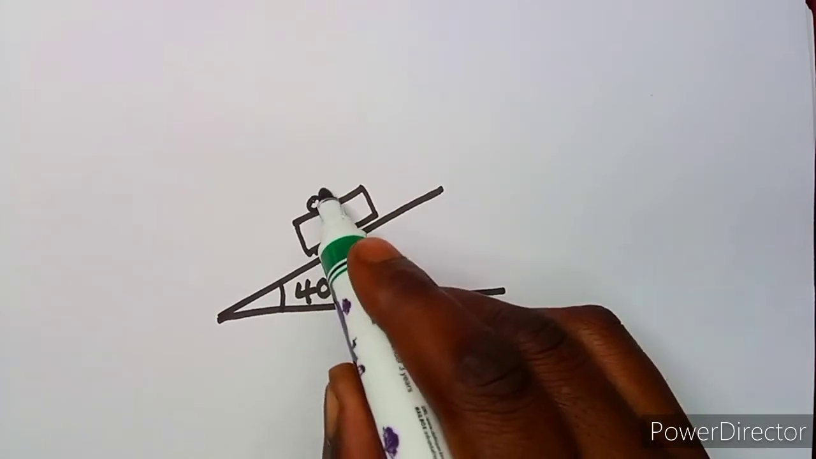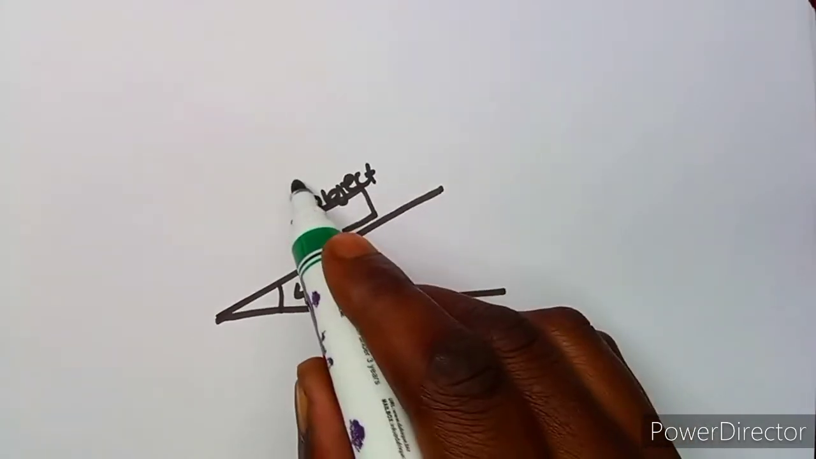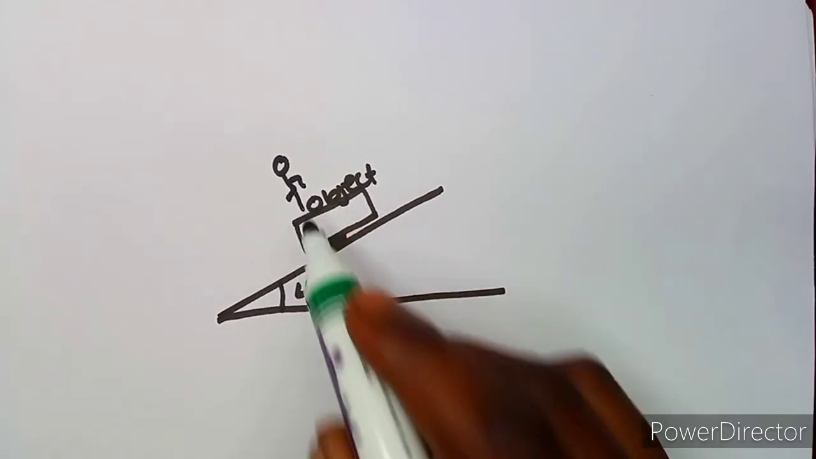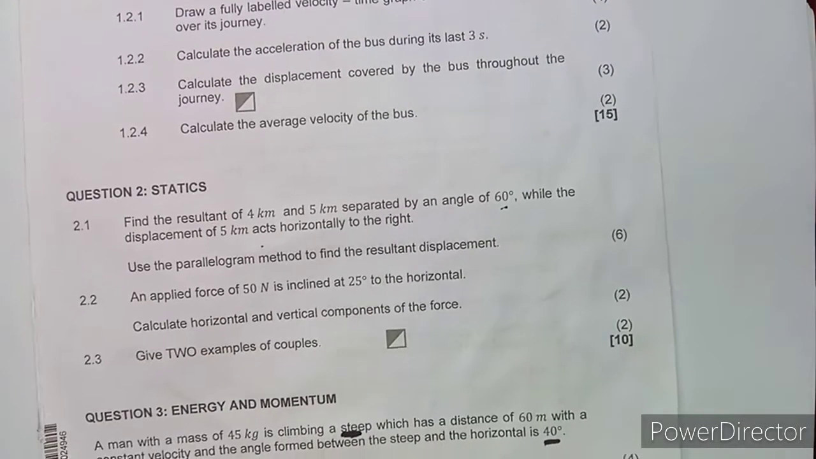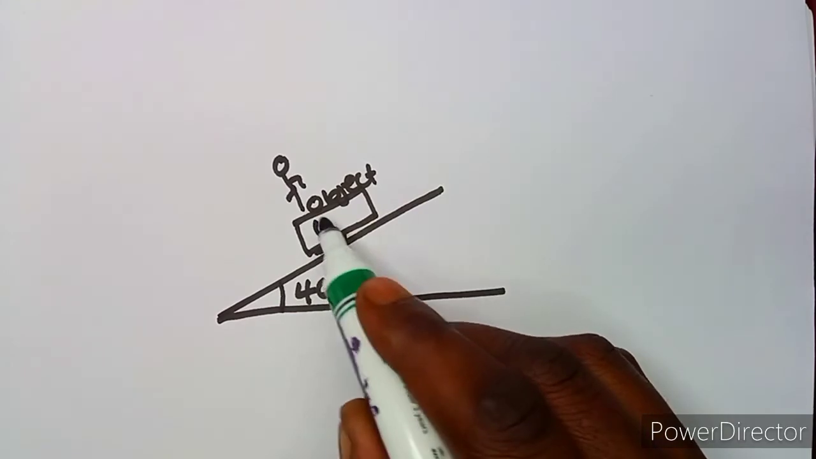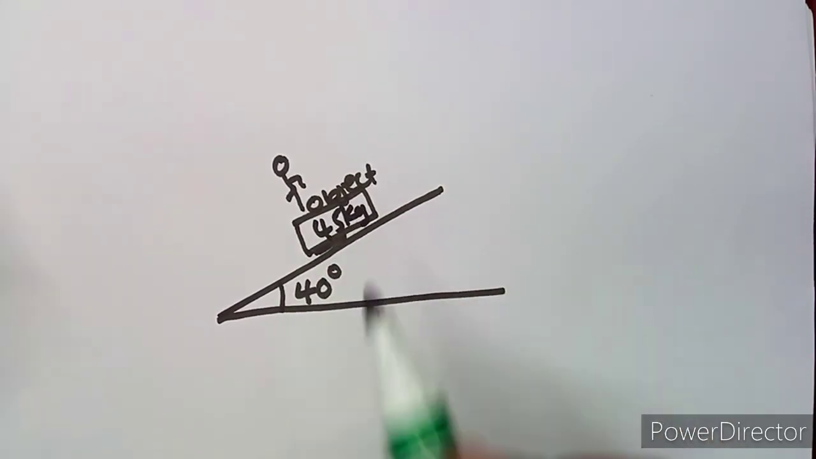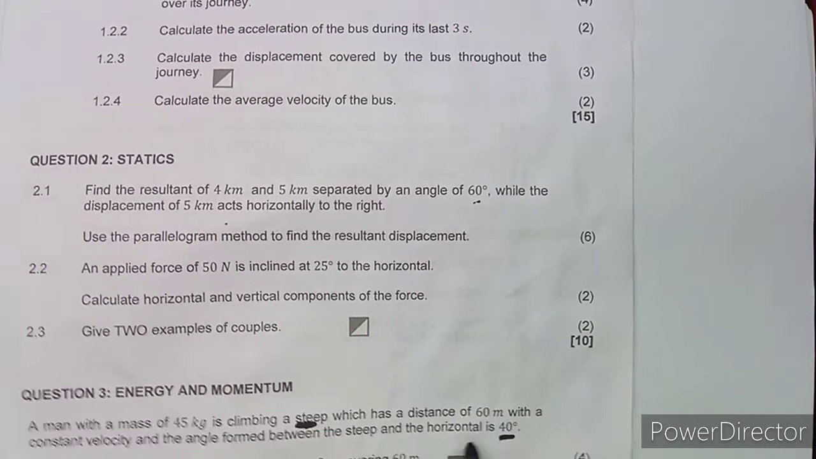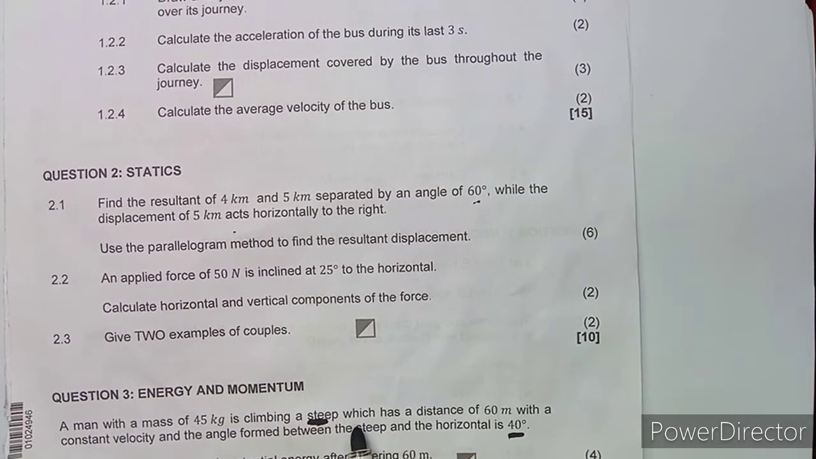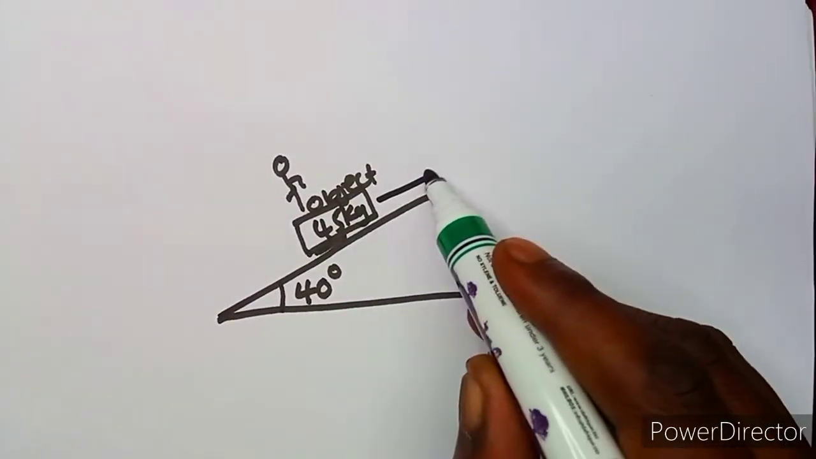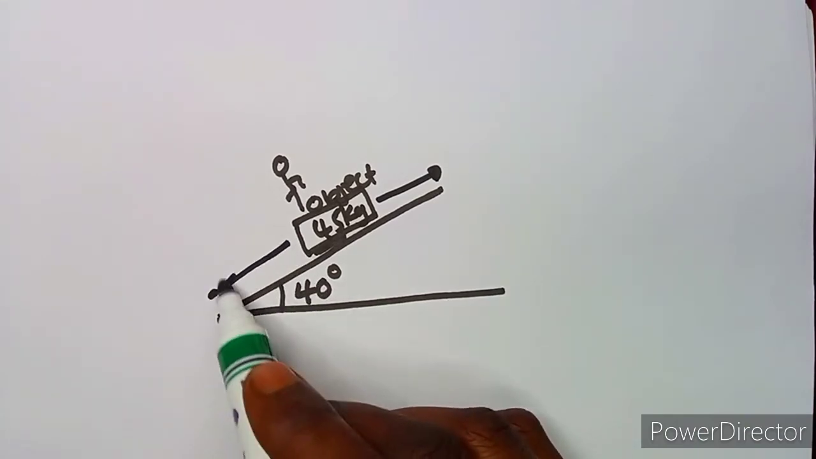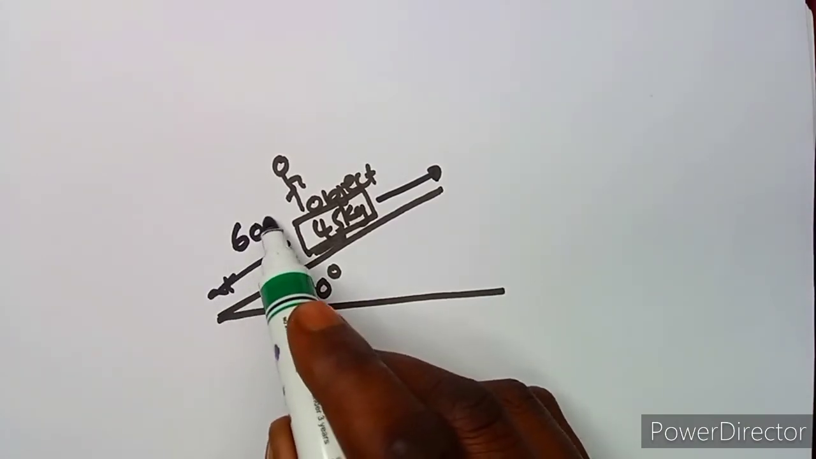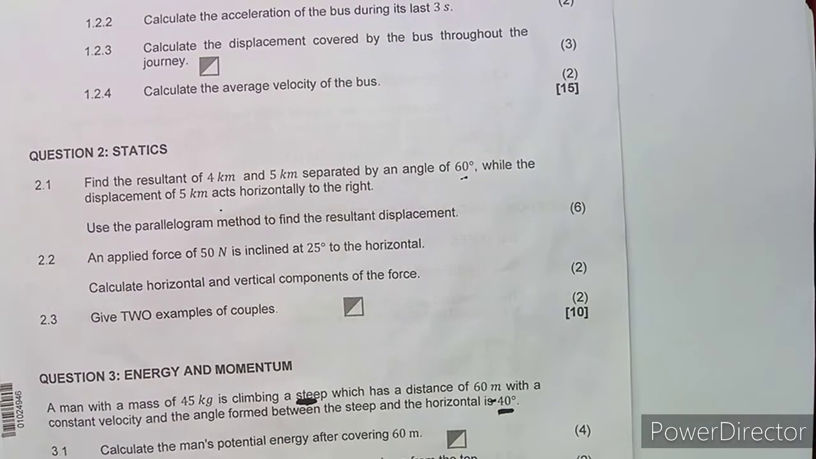I'm just representing the man like an object, something like this, which is our object with 45 kg. So this is 45 kg. Then there's a distance of 60 meters, which is the distance of the steep. From this point up to this point, this is the steep, with a distance of 60 meters.